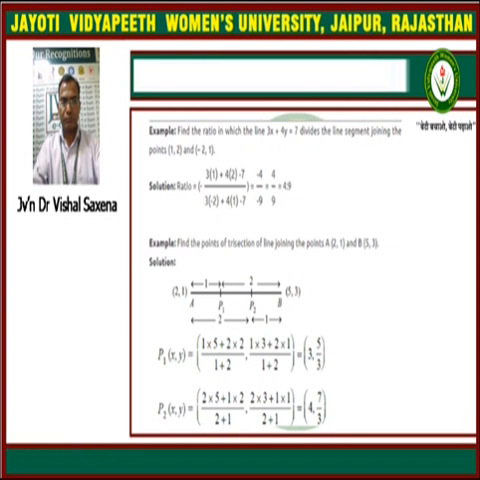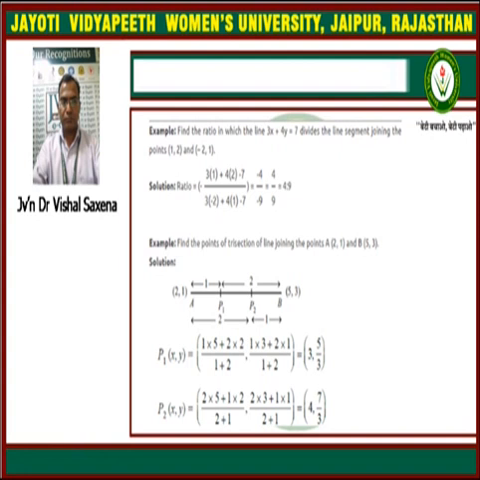So P1 and P2 are the 2 points which trisect it. Trisect means P1 divides it in the ratio 1:2, while P2 will divide it in the ratio 2:1. The 2 points known are (2, 1) and (5, 3), like x1, y1 and x2, y2.